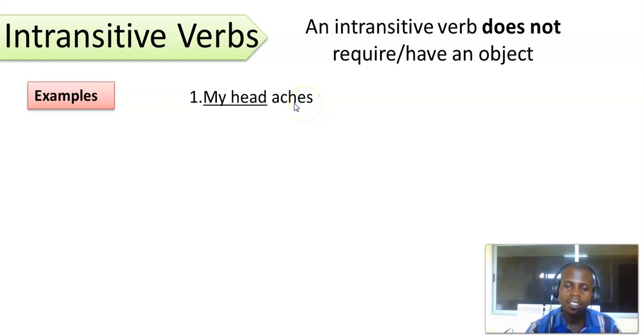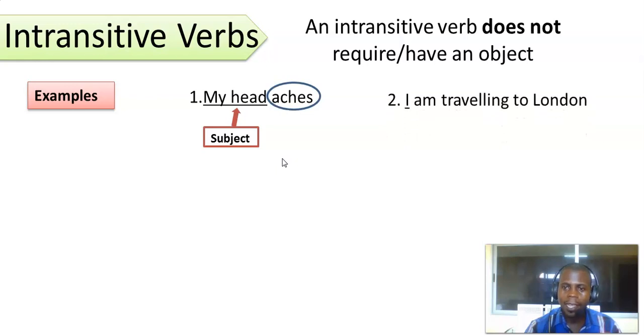Aches does not require any object for it to have a complete meaning. For the sentence to be complete, there's no need to add an object to this. So this is what an intransitive verb is. This is the subject and that's the verb.